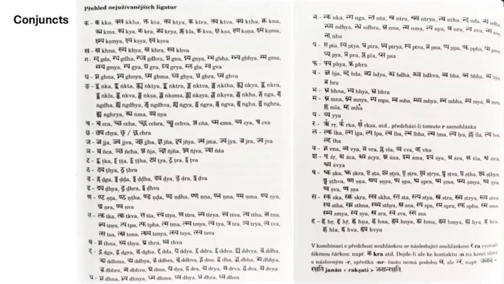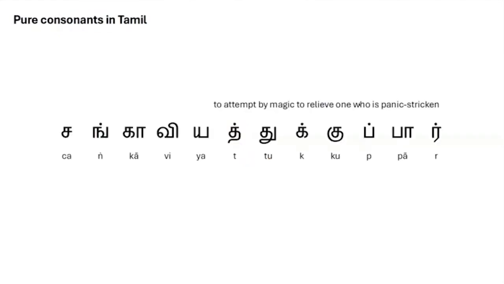Obviously, there are a lot of conjuncts in Indic scripts that you usually have to learn, while the situation in Tamil is slightly simpler. There is basically one productive conjunct in Tamil that takes other vowel signs. So how do you make the syllables that don't have the implicit vowel? As an example, I picked a great word I found in a dictionary: to attempt by magic to relieve one who is panic stricken.